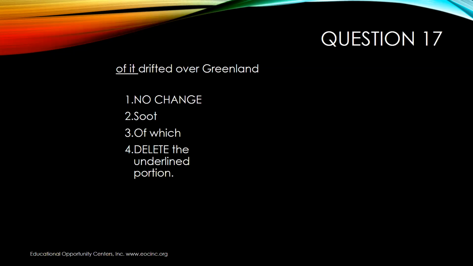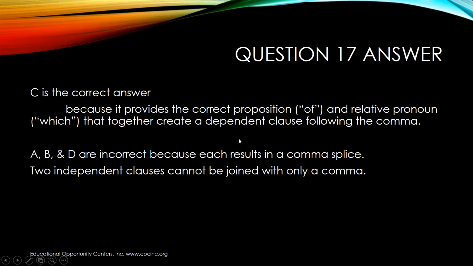So we have 2 Ds and an A. Okay, so this is one we should probably talk about. Correct answer is C. And this is the relative pronoun grammar rule that we want to look at.